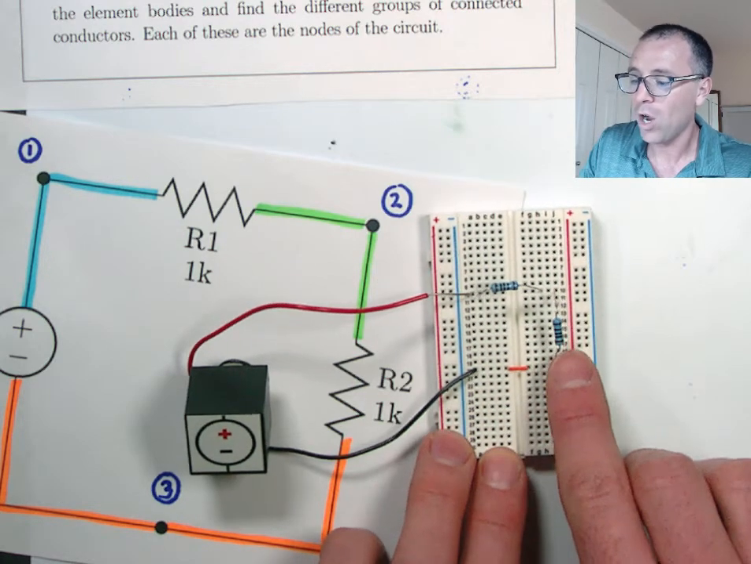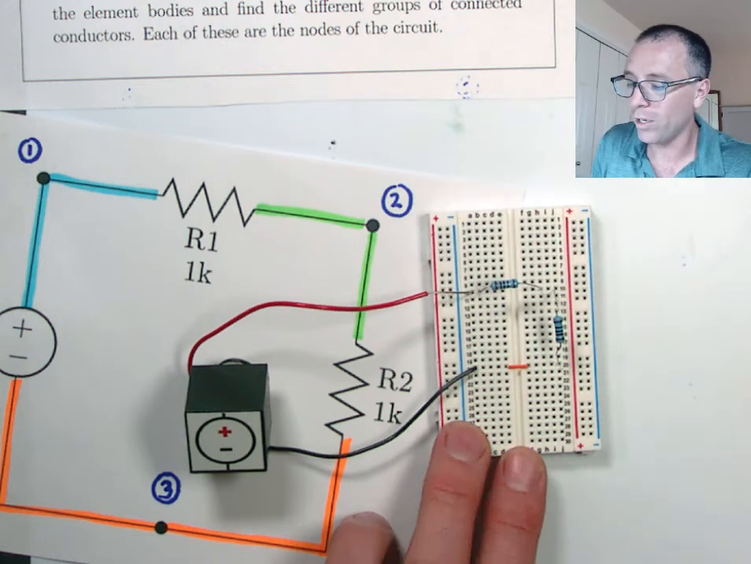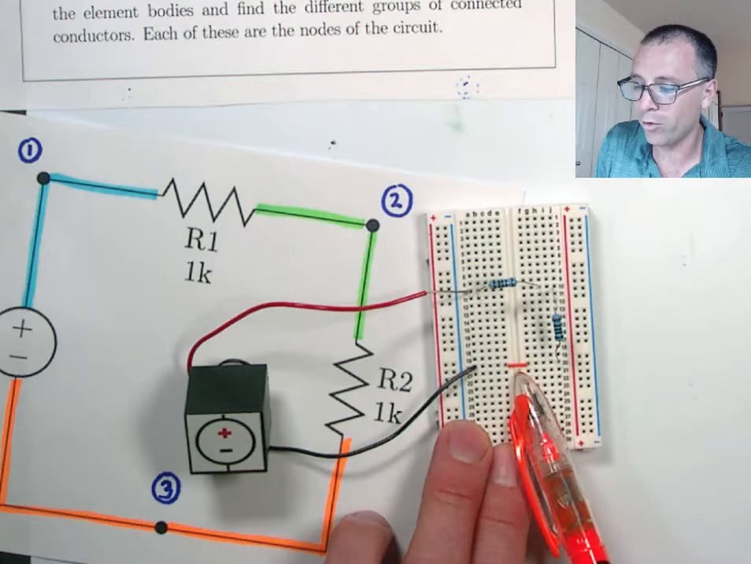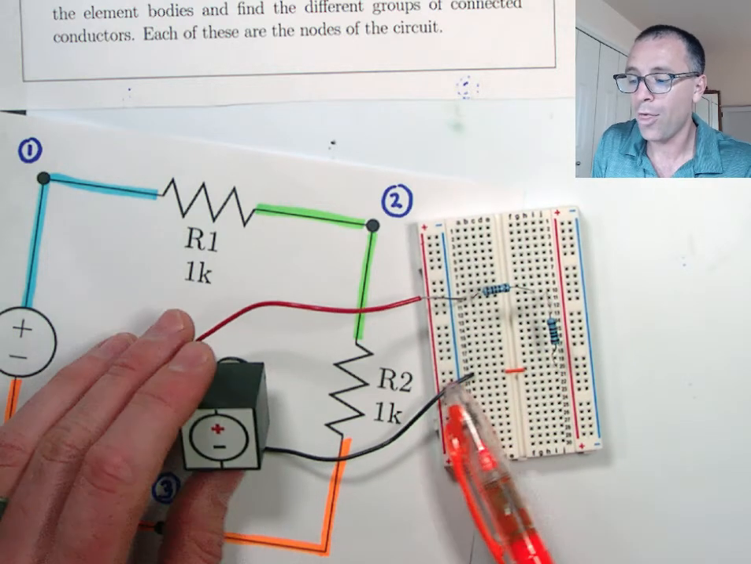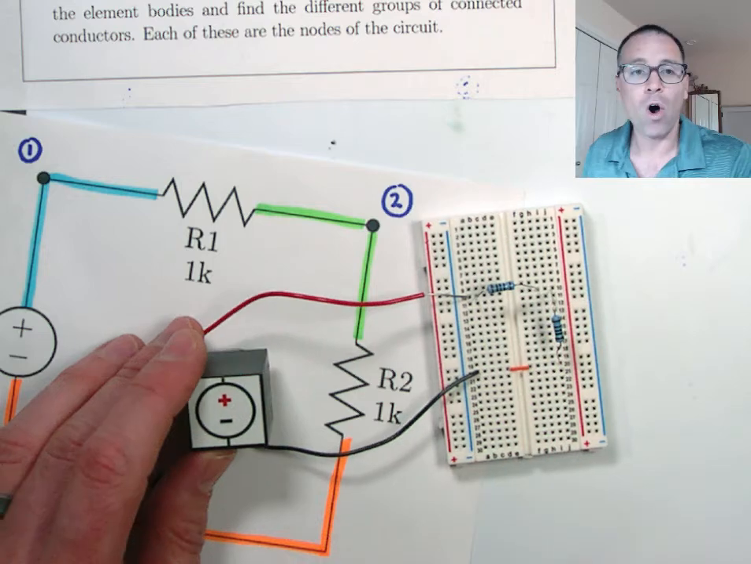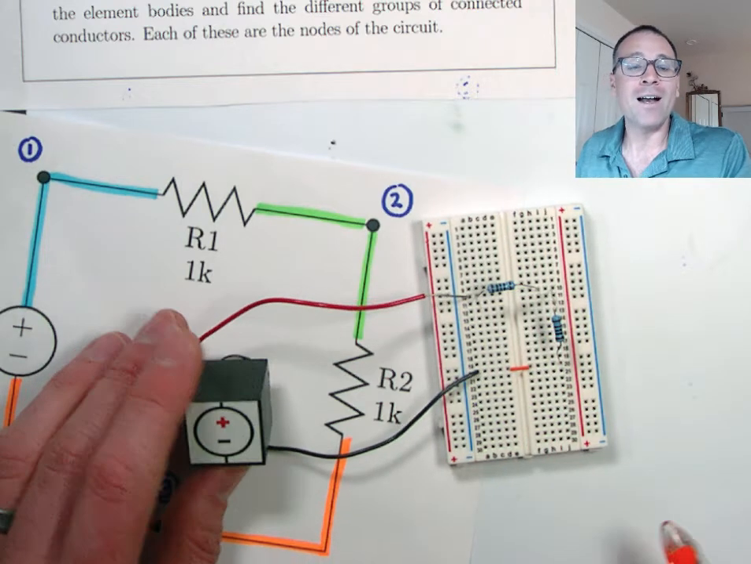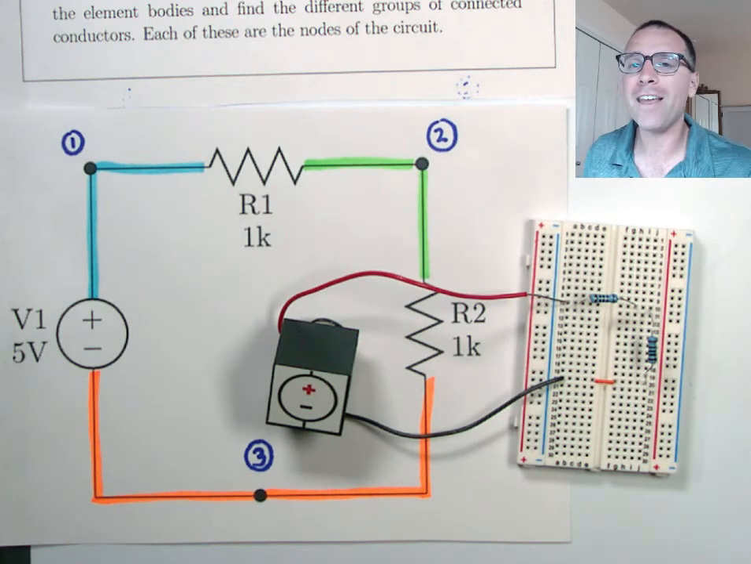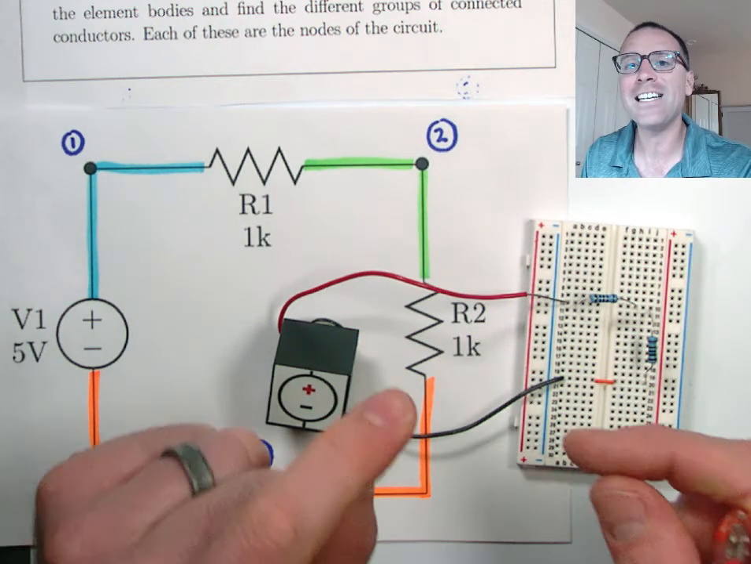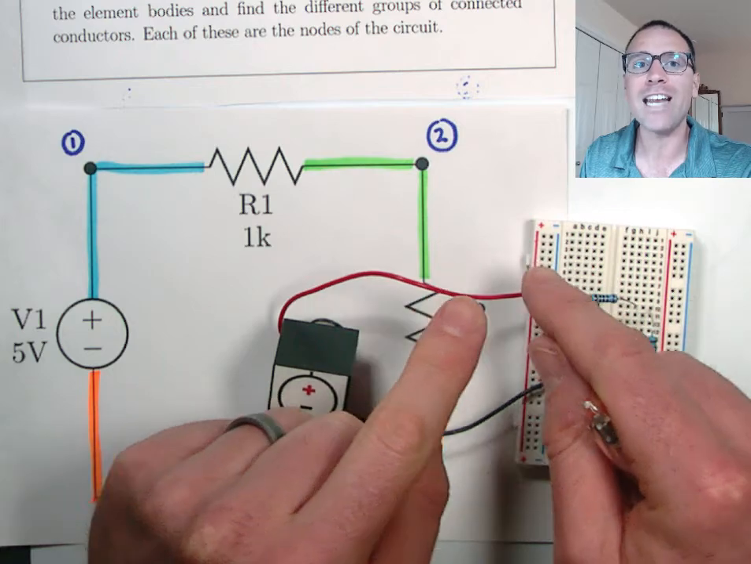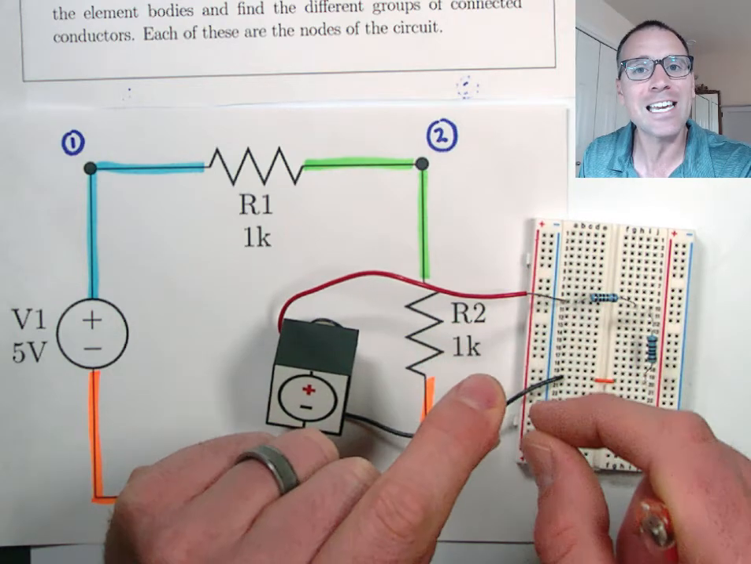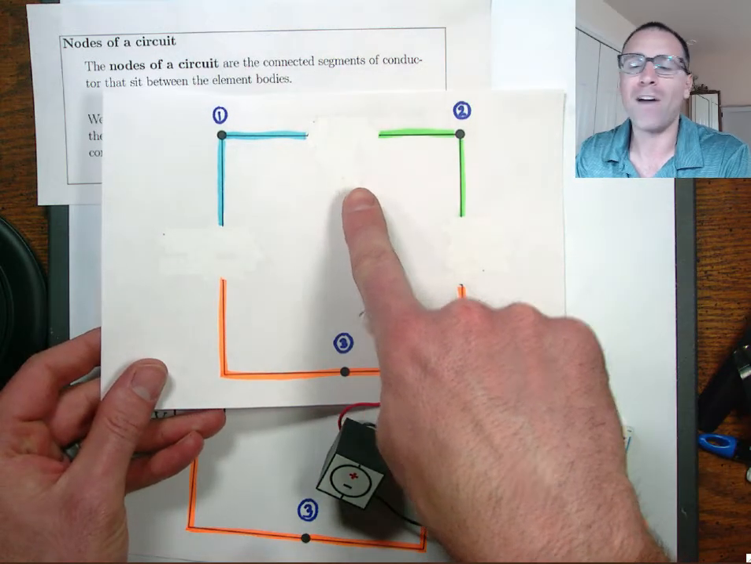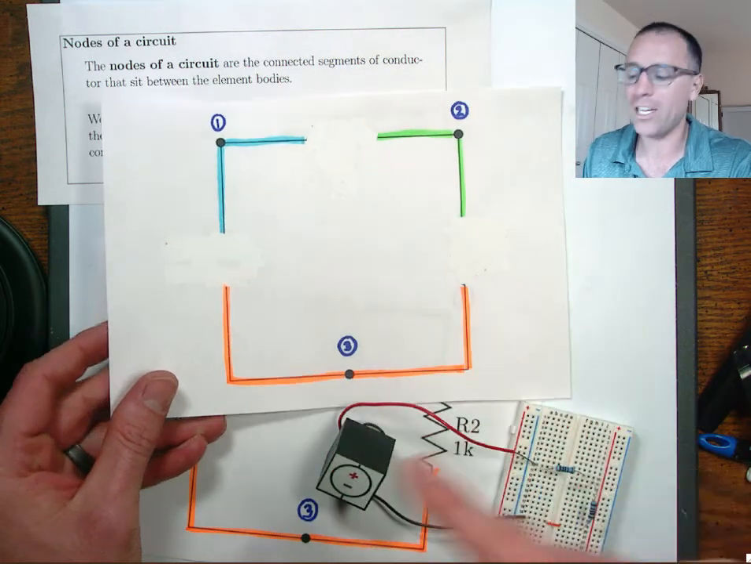And then down here, the electrical connection literally runs all the way down on this piece of wire, through the contact strip, through the jumper wire, through that contact strip, through this black wire together. That's how we identify a node using the node heuristic. Remember, we're going to think about the nodes as the connected segments of conductor, the connected wires, the connected leads that remain after we erase the element body. If I ever want to identify nodes, I just erase the element bodies.